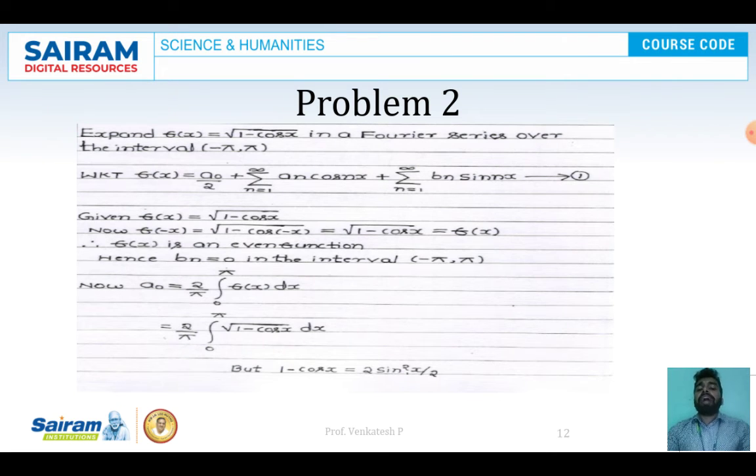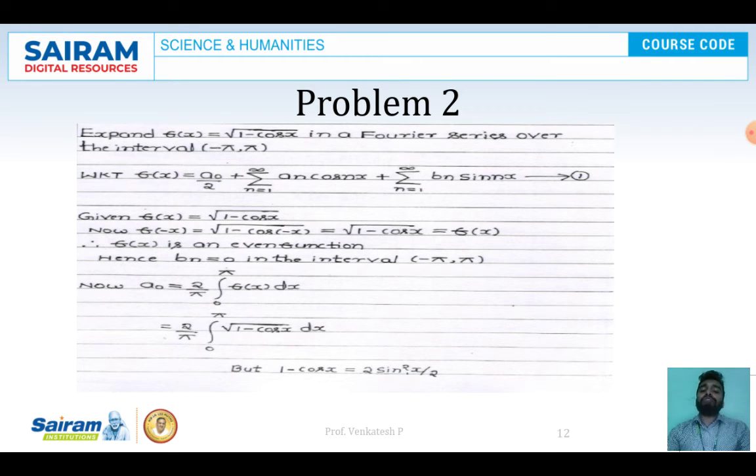Example number 2: expand f of x is equal to square root of 1 minus cos x in a Fourier series over the interval minus pi to plus pi. So first, as usual, take the formula f of x is equal to a naught by 2 plus summation n from 1 to infinity a n cos nx plus summation n from 1 to infinity b n sin nx. Call it equation number 1.